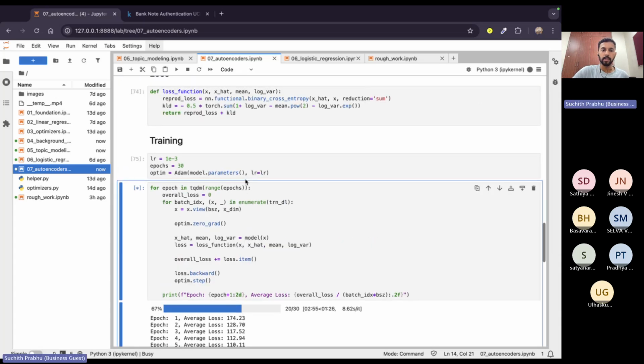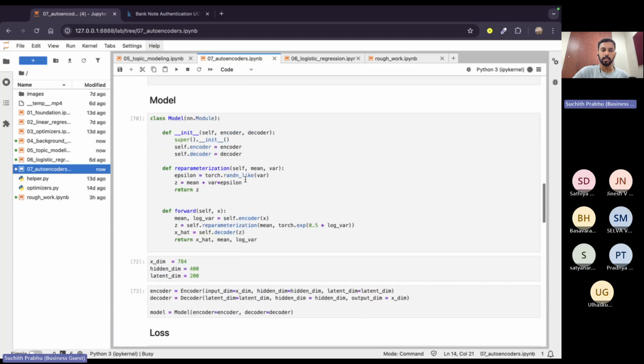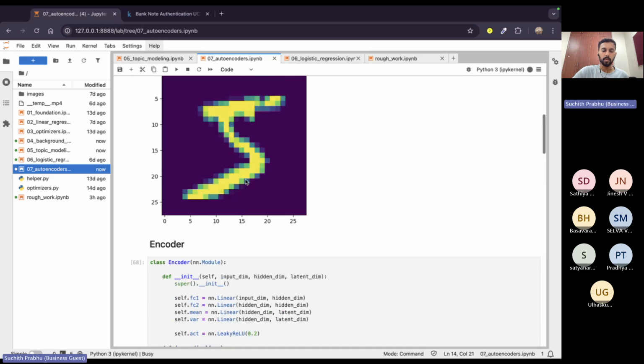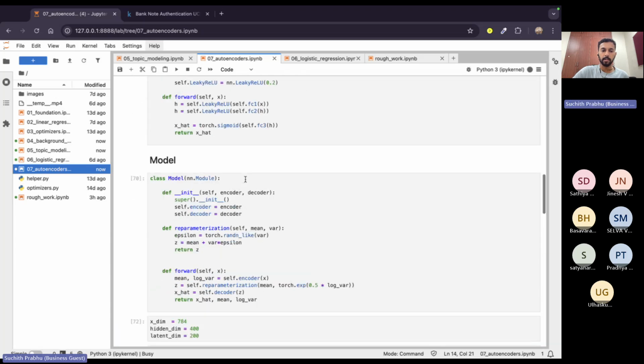Yeah, any questions that you have? I'll be sharing this notebook so you can go through the code yourself, run everything.